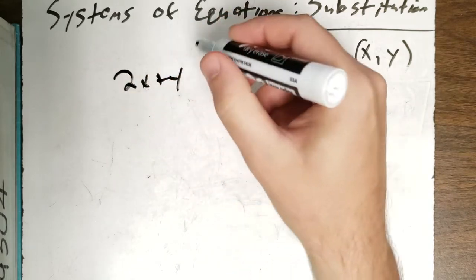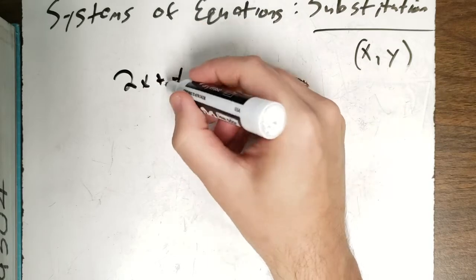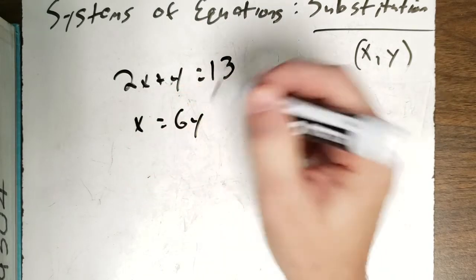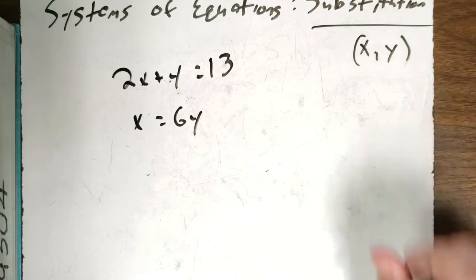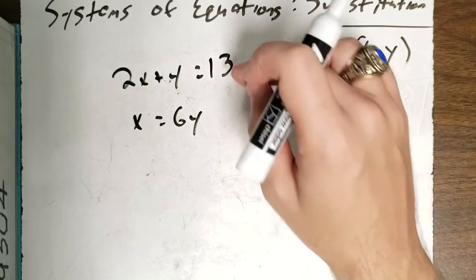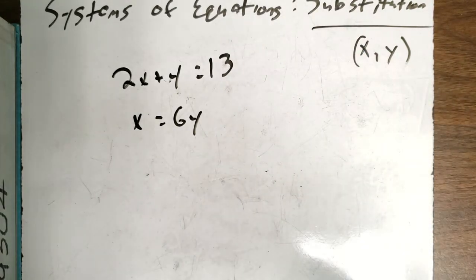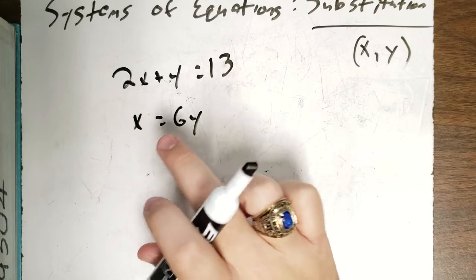2x plus y equals 13. x equals 6y, okay? So same thing, solving for x and y, trying to get our point here, okay? Now, in this equation, we have 2x plus y equals 13 and x equals 6y. So let's look, what letter is already by itself? Well, x is already by itself here, and x equals 6y.